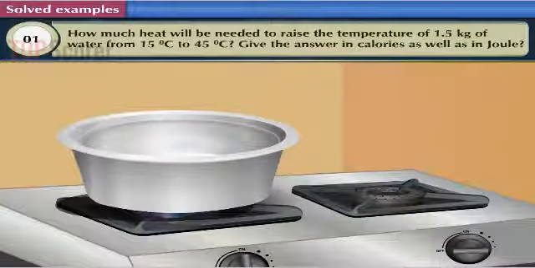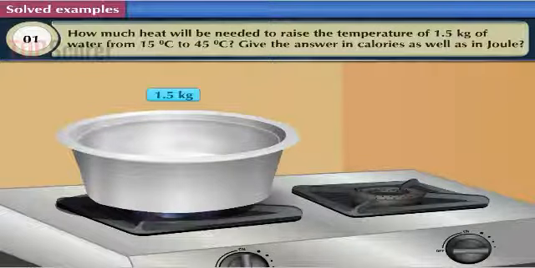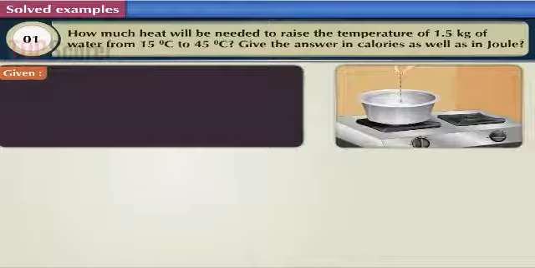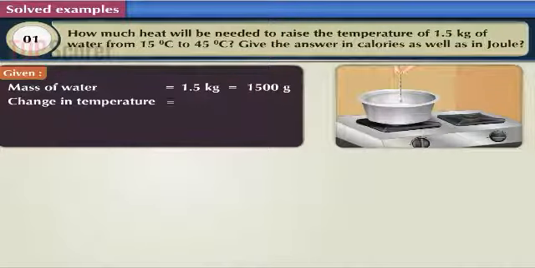Solved examples. 1. How much heat will be needed to raise the temperature of 1.5 kilograms of water from 15 degrees Celsius to 45 degrees Celsius? Give the answer in calories as well as in joule. Let us first note down the given information. Mass of water is equal to 1.5 kilograms, which is equal to 1,500 grams. Change in temperature is equal to 45 degrees Celsius minus 15 degrees Celsius.